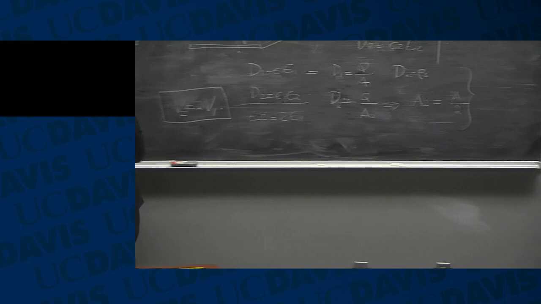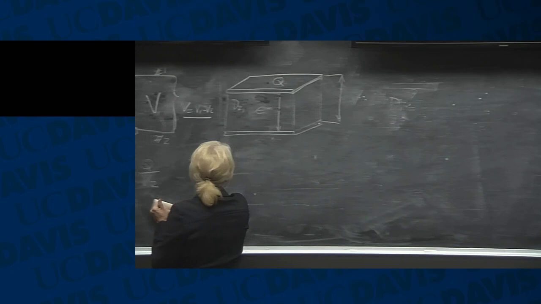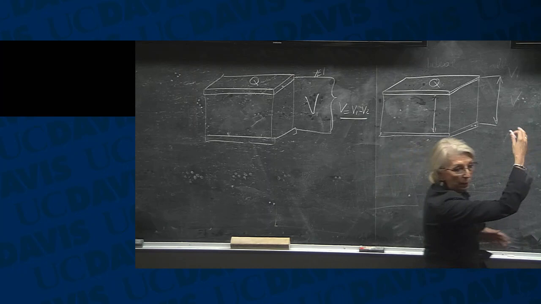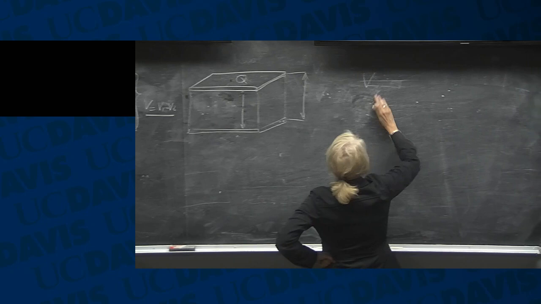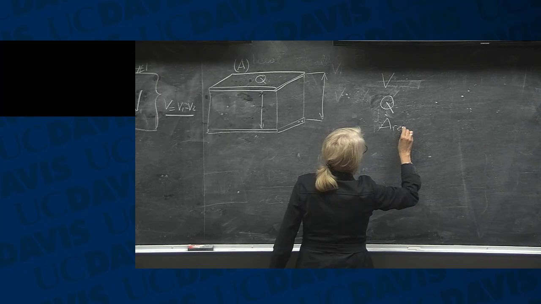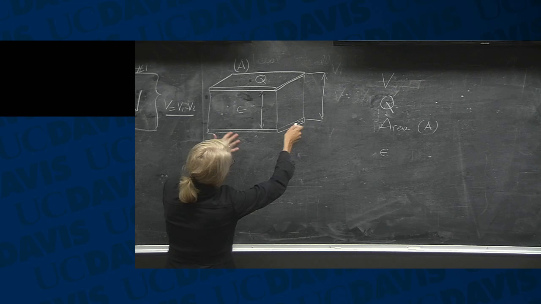So let me now go back and summarize. You have a problem that has a number of parameters. Let me write the parameters here. What do you have? Voltage, charge, area. You have epsilon, the dielectric. And then you have the area, of course, and then thickness, H.